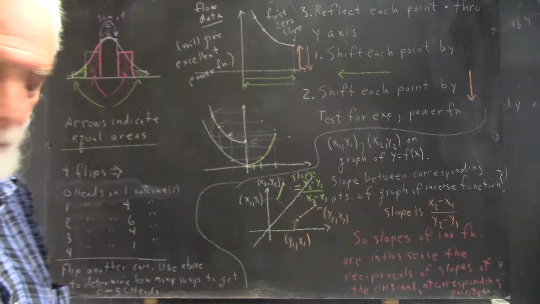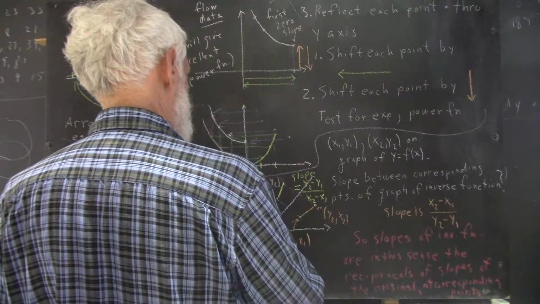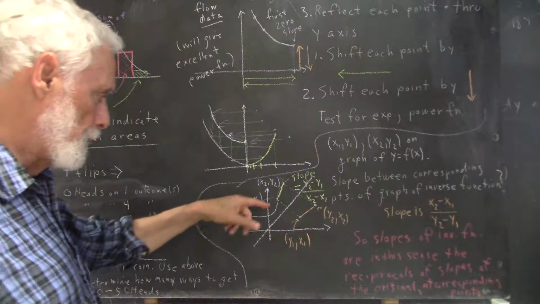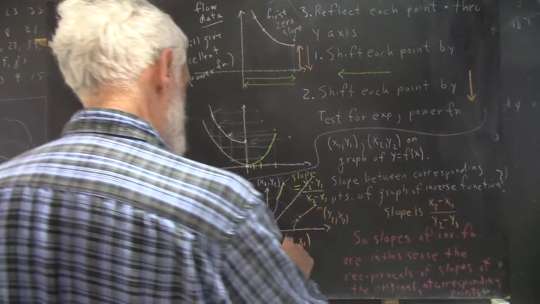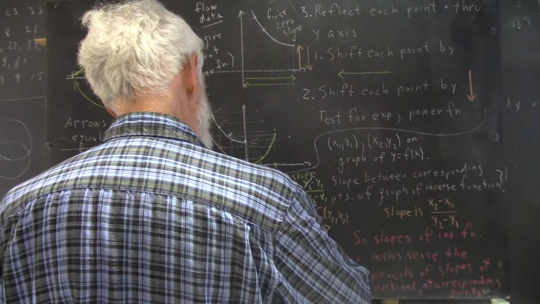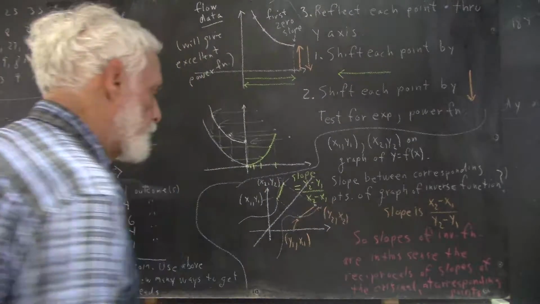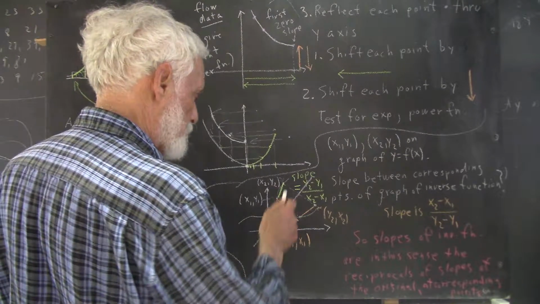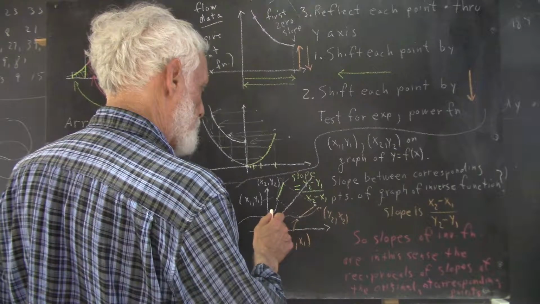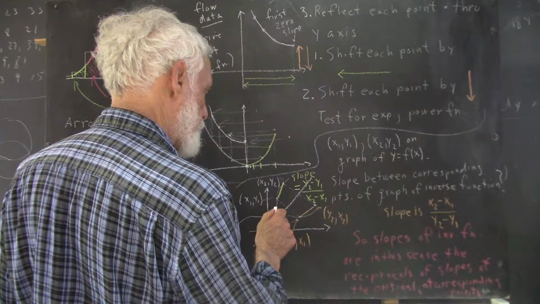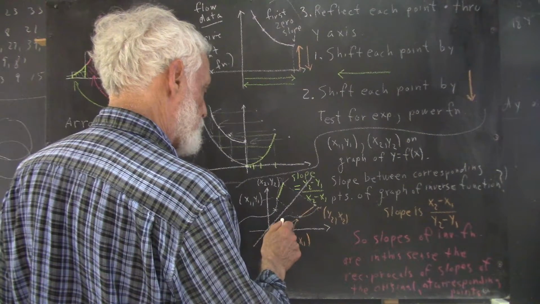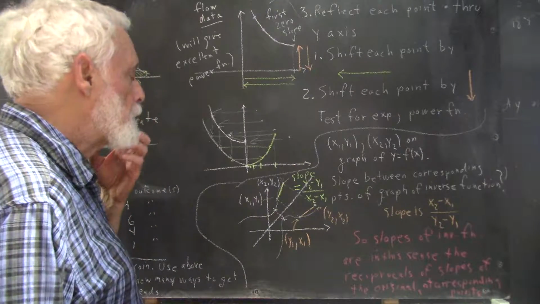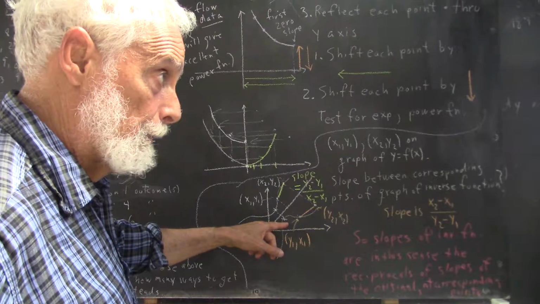And by that I mean, if this is a slope between 2 points of the f of x function, which is depicted now by this curve, then the inverse function curve is here. Okay? And the slope of this function here at this point is the reciprocal of the slope of the inverse function at the corresponding point, at the reflection of that point.